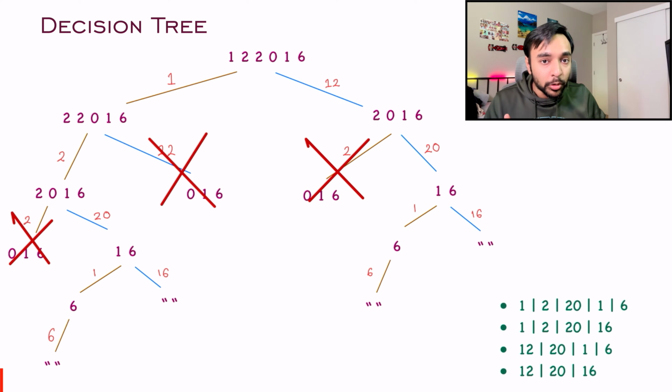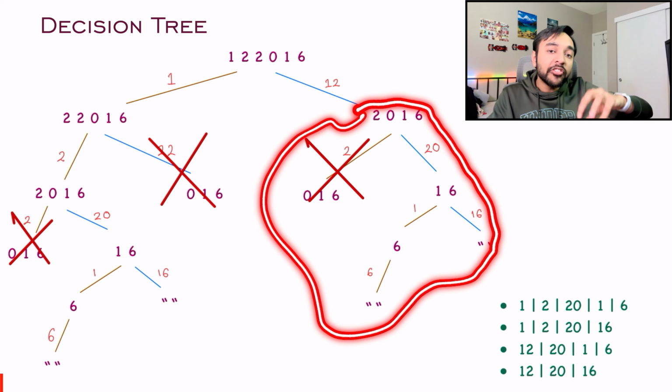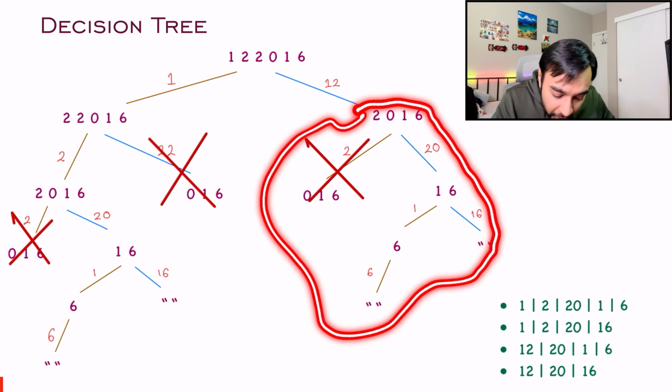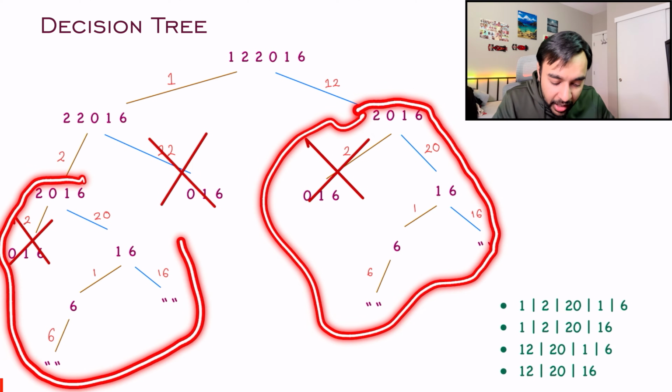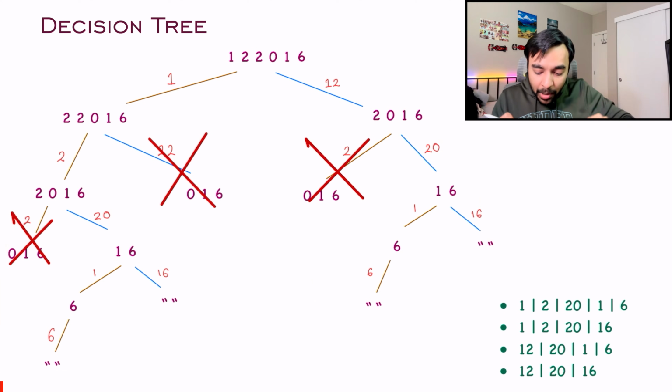And if you also notice, we are repeating some of our operations. Because notice this entire tree: what happens after we reach 2016? This same situation, we have already solved it over here, right? And we are just repeating it. So somehow we need to memoize all of these results. We need to reuse our results.